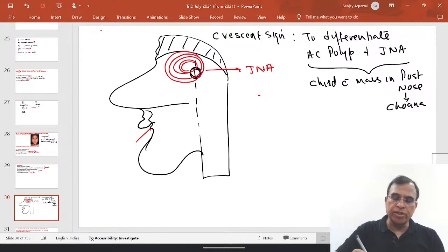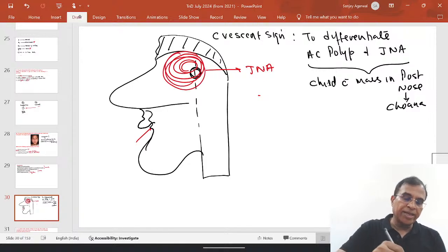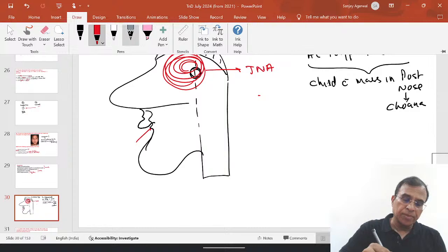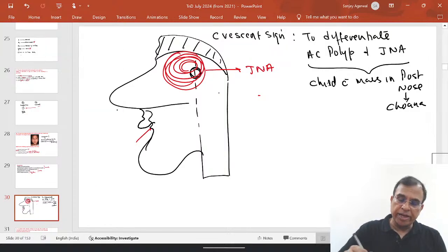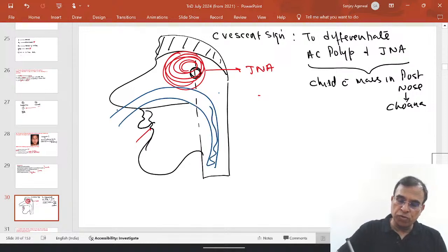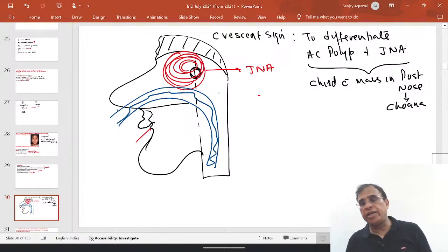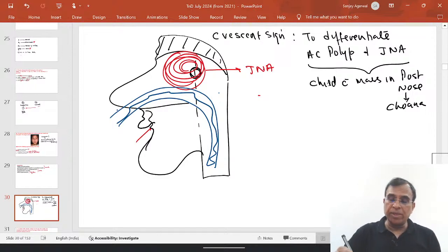Because of the growth here, the flow of the air that we breathe does not change. The air goes normally like this. So there is no change of the airway, right? If you take an X-ray from the side, lateral view, you will see the normal airway, and above the normal airway there is a growth.